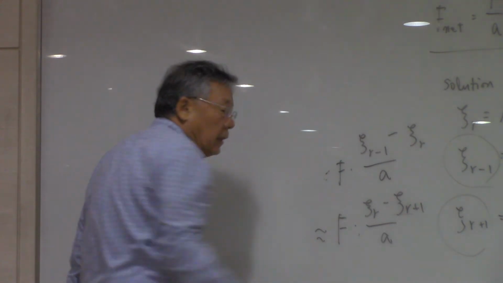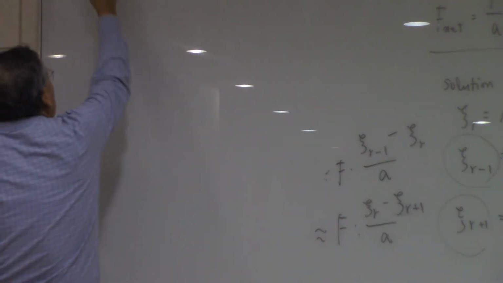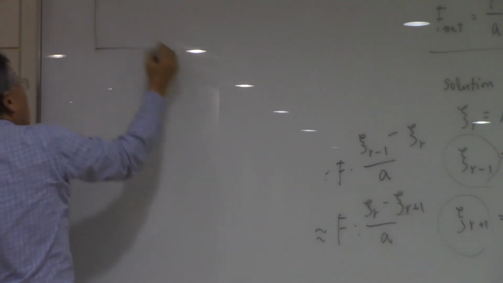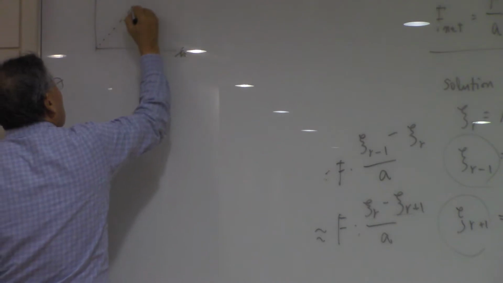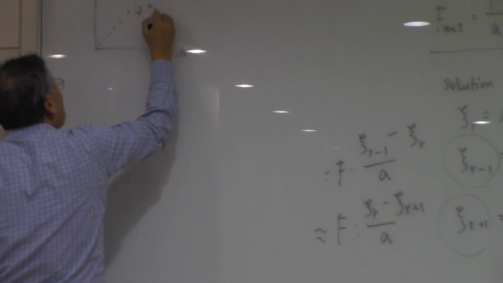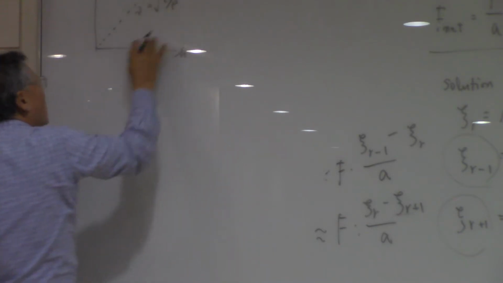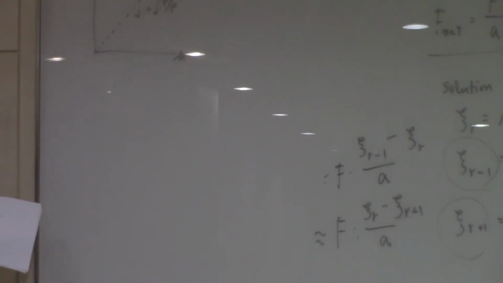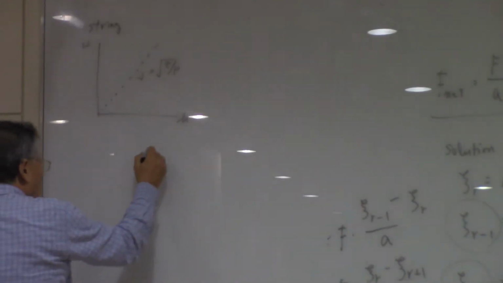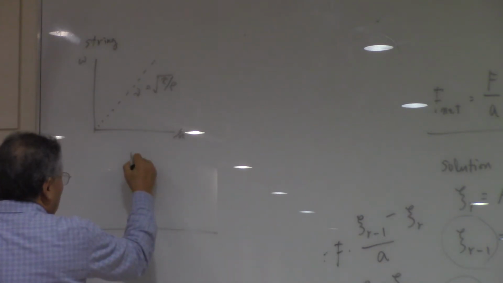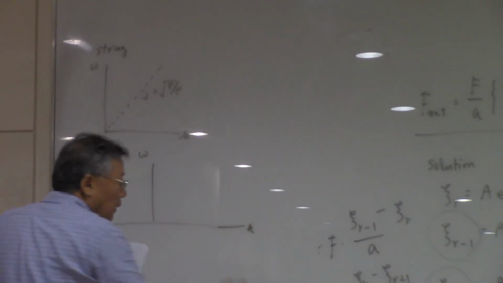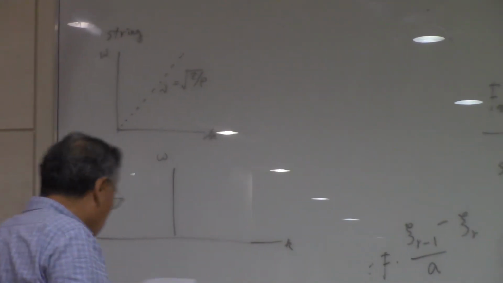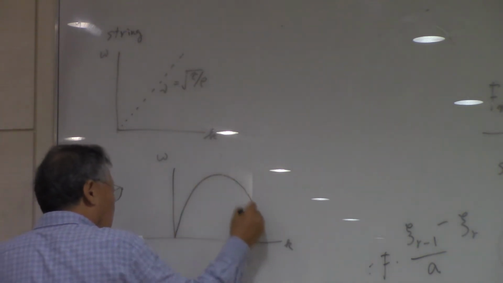And remember, in a string case, let me remind you, omega versus k is going to be a straight line, and then the velocity is going to be the square root of tau over rho. That's what we have in a string case. Now, what happened to the lattice? If you draw omega versus k in case of lattice wave, that is a sine curve. The sine curve is going to look like this, you know.